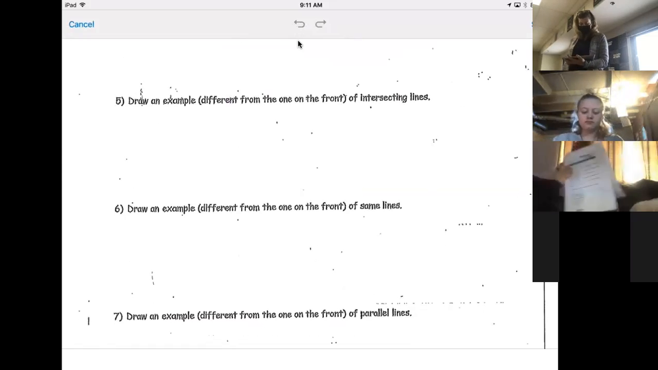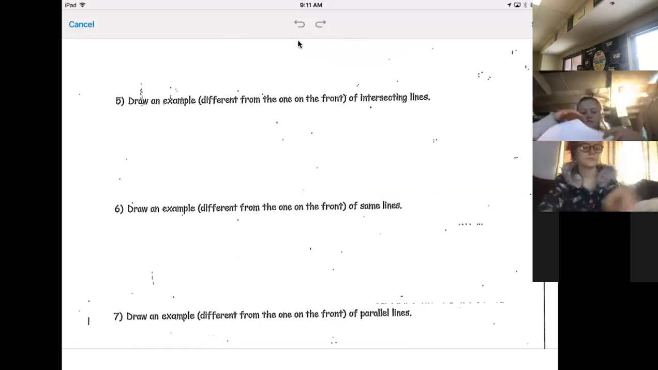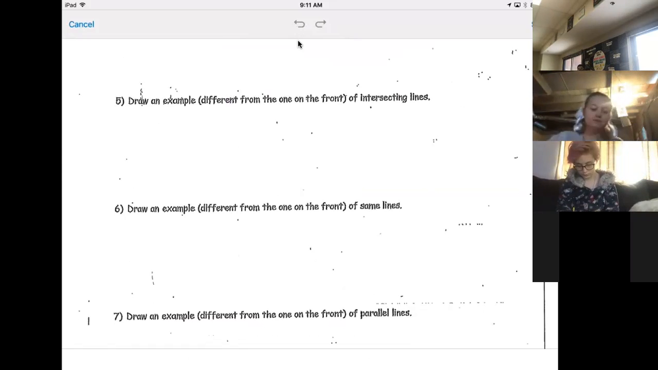If we go to the next page, it says draw an example different from the one in the front of intersecting lines. So just draw a set of lines that are intersecting. 2 lines that intersect. Just draw it.